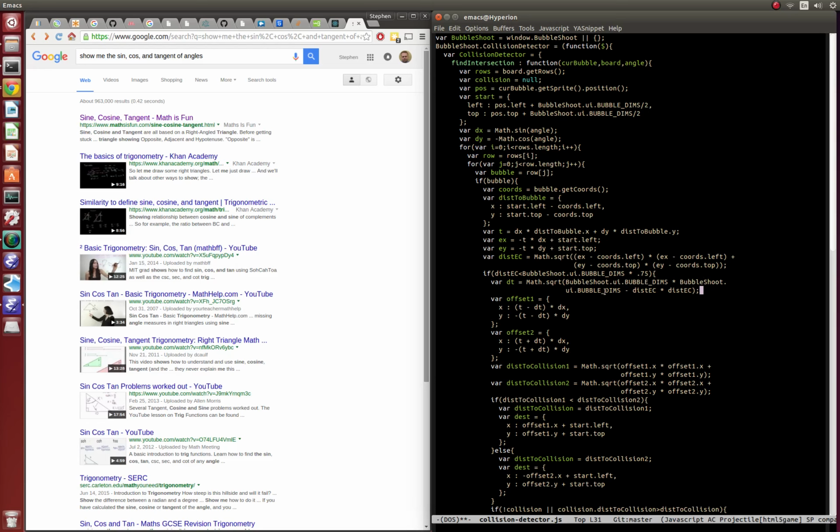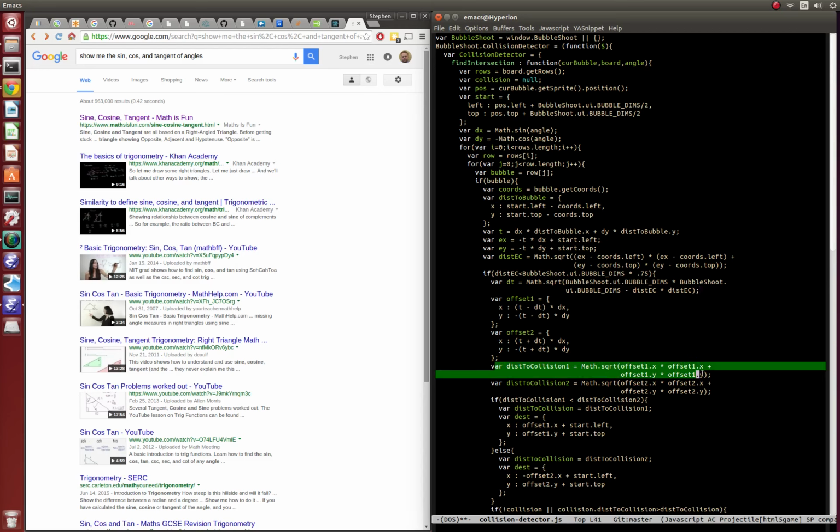Dimensions times double dimensions, okay? And distance EC times distance EC. Okay. We calculate two offsets: t minus dt times dx, negative t minus dt times dy. Wait. Offset 2 is t plus dt times dy, negative t plus dt times dy.